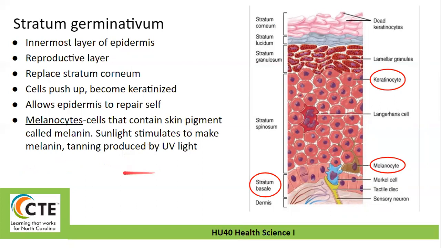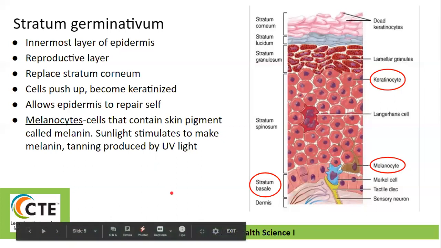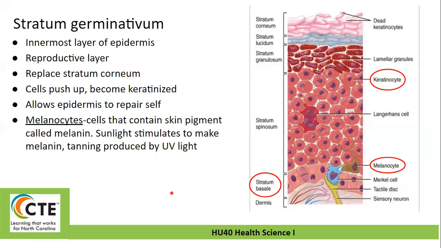What the germinativum has in it are these cells called melanocytes. Anytime you see CYTE on the end of a term, it's some type of a cell. Okay, cyte means cell. In this case, a melanocyte contains skin pigment. The skin pigment is called melanin.